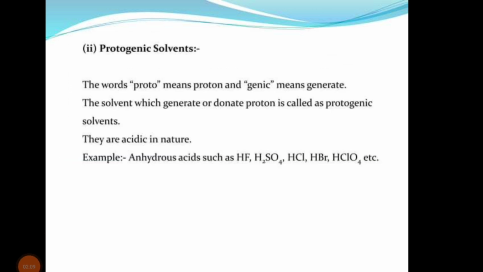Next is the protogenic solvent. The word proto means the proton and genic means generate. The solvent which generates a proton is called the protogenic solvent, and they are acidic in nature. Examples are the anhydrous acids such as HF, H2SO4, HCl, HBr, HClO4, etc.